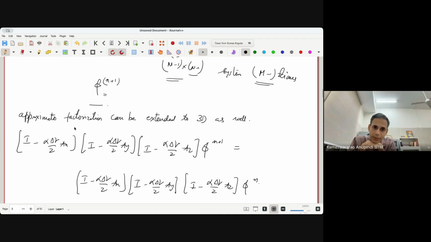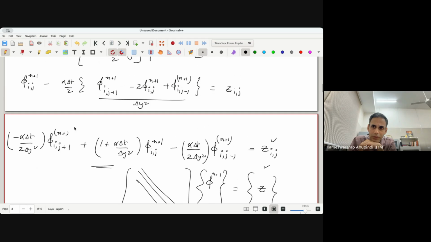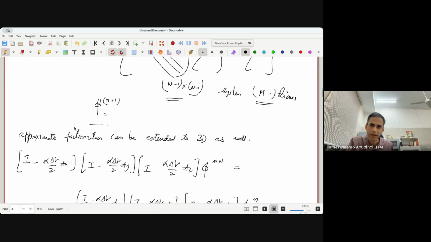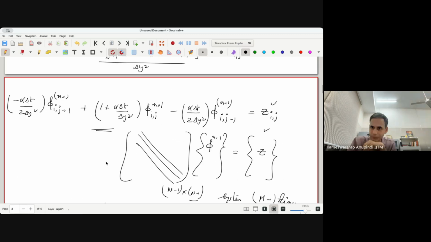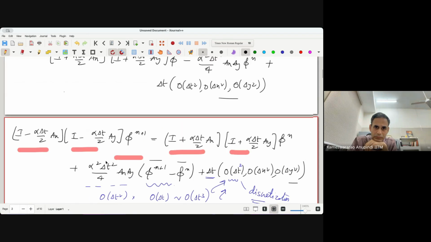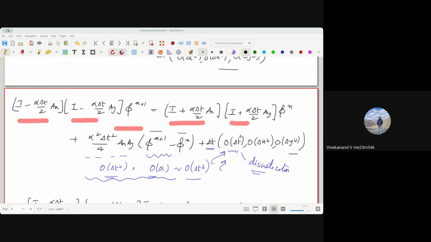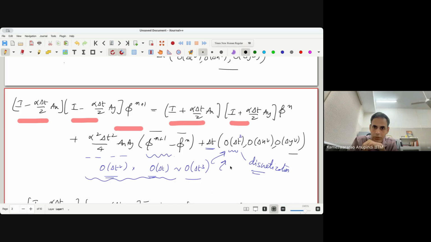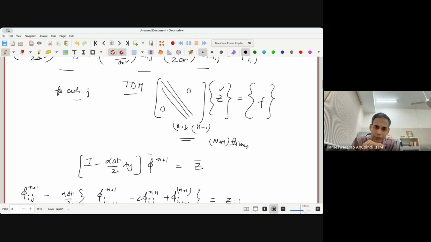Fine. Is this clear, what we are trying to do in the factored scheme, the approximate factorization? Yes, sir. We will check and come back. Okay, fine. So we have looked at the approximate factorization scheme.